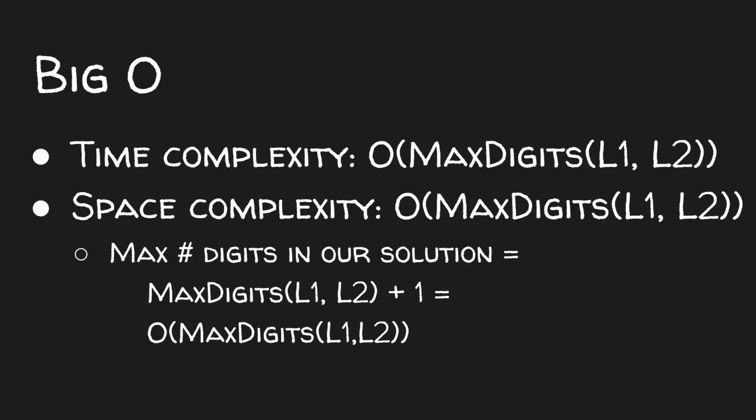So we drop the plus 1 and we end up with a big O of the maximum number of digits between L1 and L2. So this affects the time complexity because we are creating the digits of our output one digit at a time. And it affects our space complexity because we have to create a node for each digit in our output.